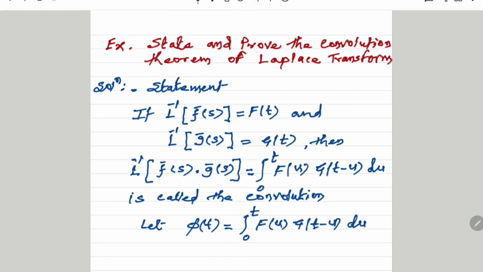Example: state and prove the convolution theorem of Laplace transform. Statement of the convolution theorem is like this. If inverse Laplace of f bar of s is equal to capital F of t and inverse Laplace of g bar of s is capital G of t, then inverse Laplace of the product of those two terms, f bar of s into g bar of s, is the integral from 0 to t of f of u into g of t minus u with respect to u, and it is called the convolution theorem.